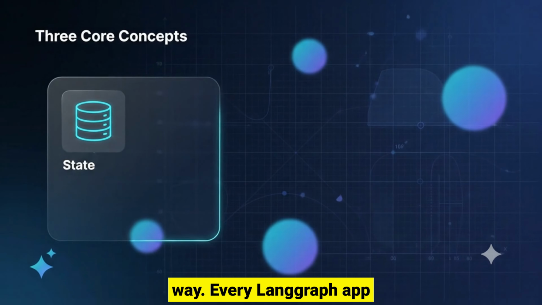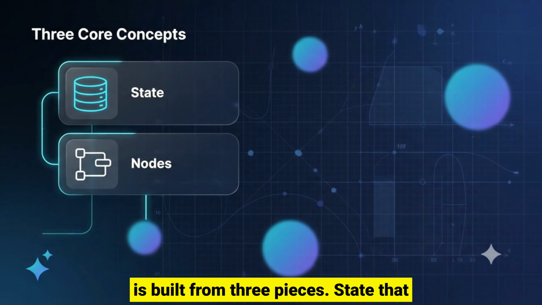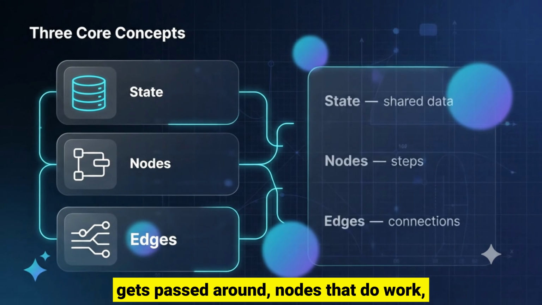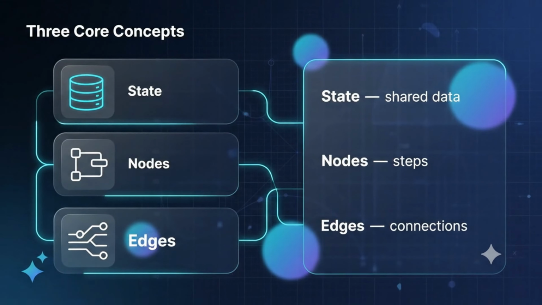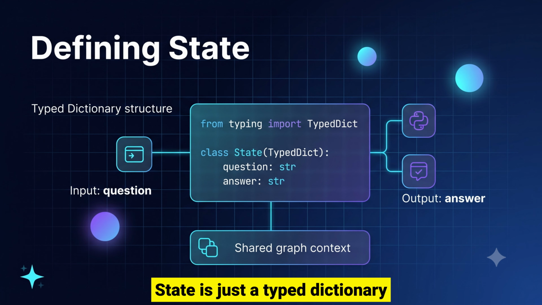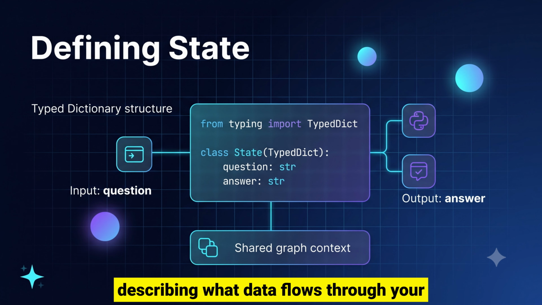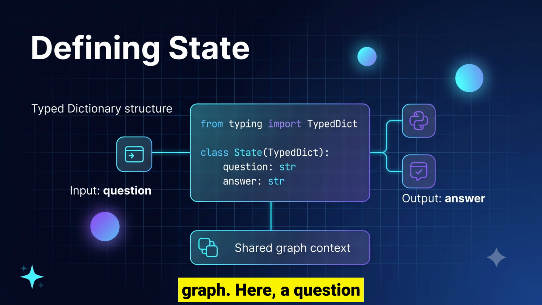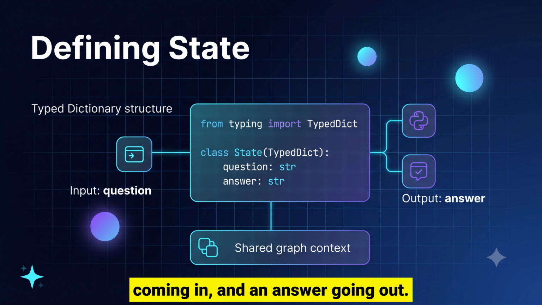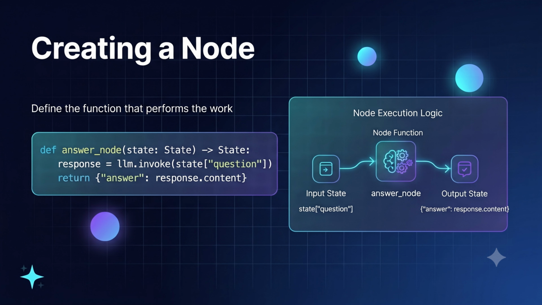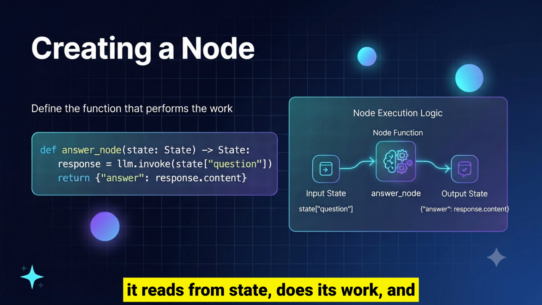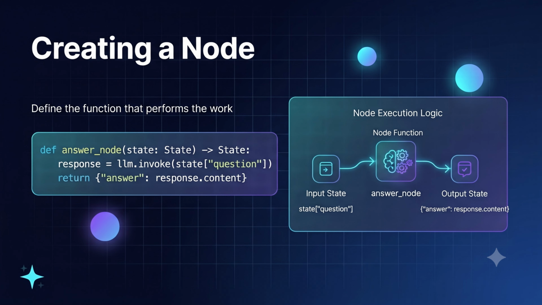Every LangGraph app is built from three pieces: state that gets passed around, nodes that do work, and edges that connect them. State is just a typed dictionary describing what data flows through your graph. Here, a question coming in and an answer going out. A node is just a regular function. It reads from state, does its work, and returns an update back into that same state.